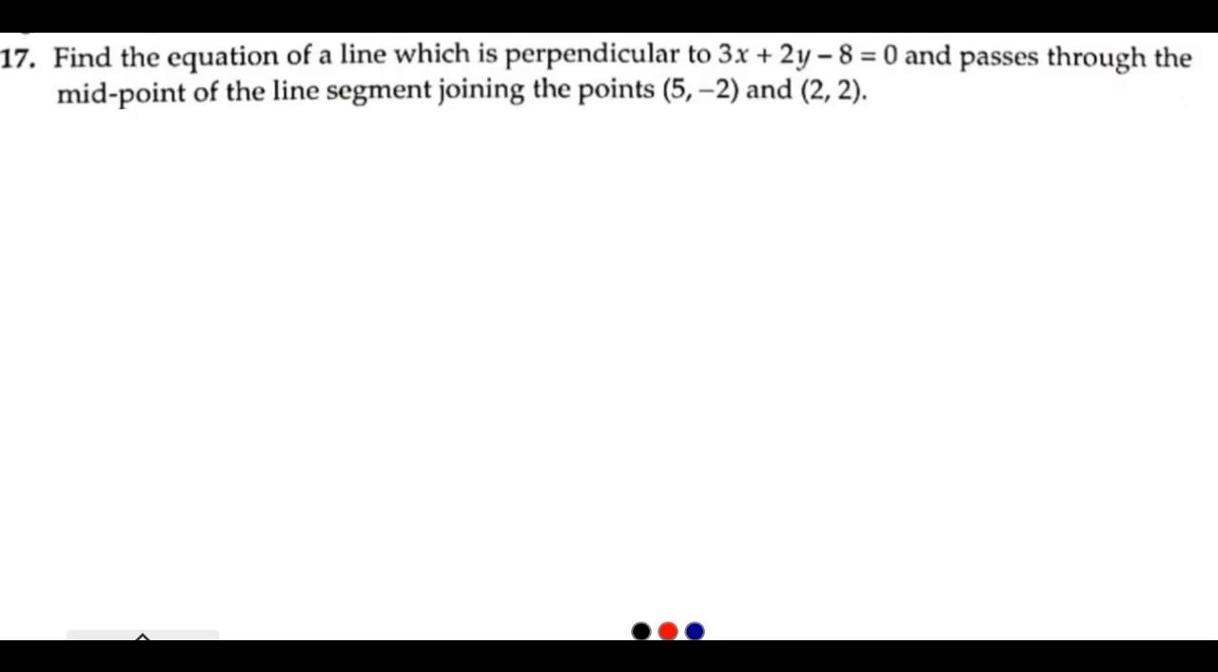Question number 17. Find the equation of a line which is perpendicular to this and passes through the midpoint of the line segment joining these points. Perpendicular to this means with the help of this we can find the slope of required line, and line is passing through the midpoint of these two points, means one point on the line is given. So we can find the equation of line by slope point form.